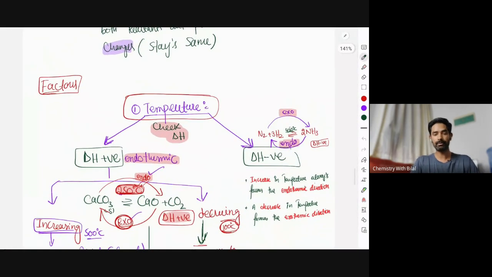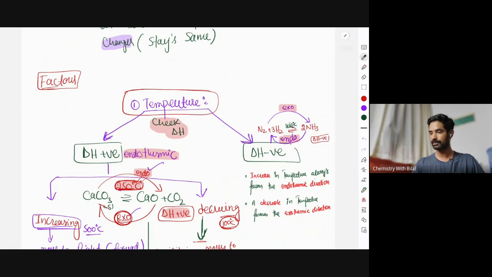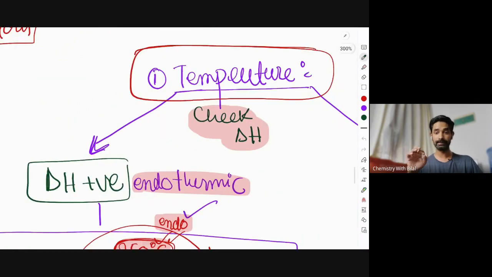Now, we have a few factors that can affect the position of equilibrium, just like we have factors that can affect the rate of reaction. For rate of reaction, there are 5 factors: the temperature, the pressure, concentration, catalyst, and size of particle. Here, for the equilibrium, we have 3 factors that can affect the position of equilibrium. One is temperature. I told you yesterday, whenever you are going to predict the change to the position of equilibrium when you change the temperature, the first thing that you will check would be the enthalpy of that reaction, whether the enthalpy is positive or negative.